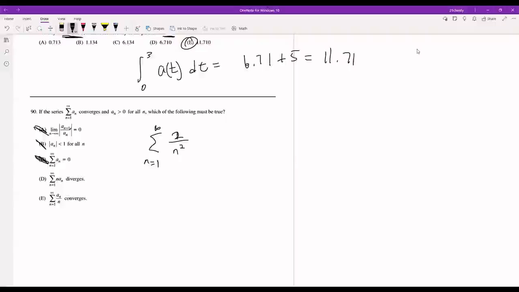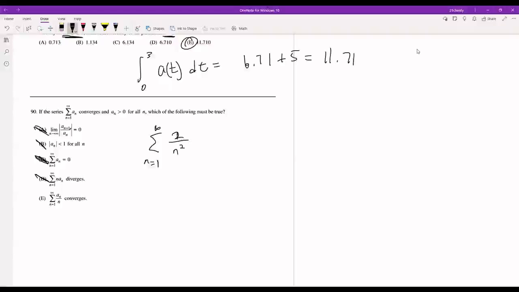Now we are saying that, we're modifying it. So n times a sub n diverges. So let me think about this. That's not necessarily true because even as n gets really big, a sub n is going to get really small. So it doesn't necessarily have to diverge. So D should be wrong as well.